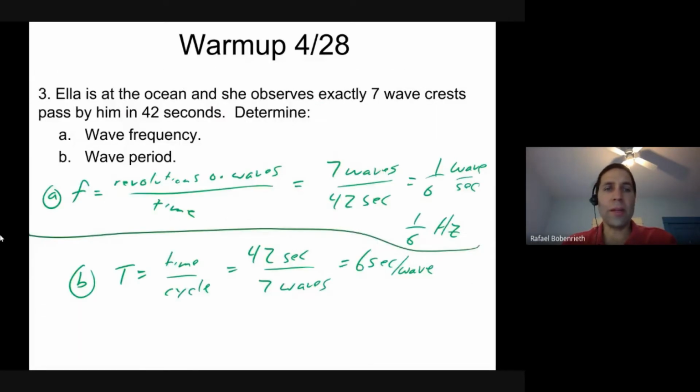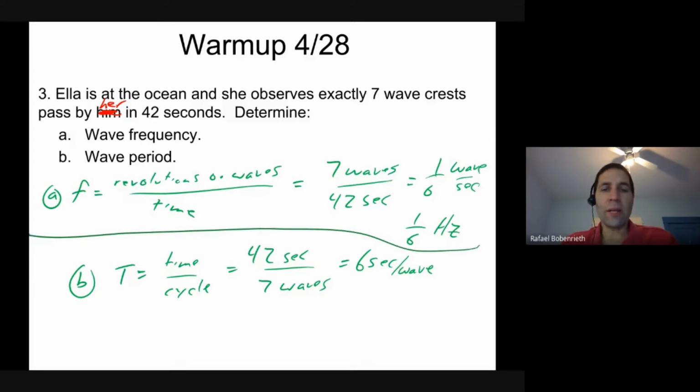And then number 3, Ella is at the ocean. She observed exactly 7 wave crests pass by. I should say her, I apologize. Determine the wave frequency and wave period. Remember, frequency is revolutions or cycles or number of waves over unit time. So the 7 waves goes on top, the 42 seconds goes on the bottom. 7 over 42 is 1/6 of a wave per second, which is also the same thing as saying 1/6 hertz. Remember, frequency is often measured in hertz when it's waves per second, cycles per second, revolutions per second.